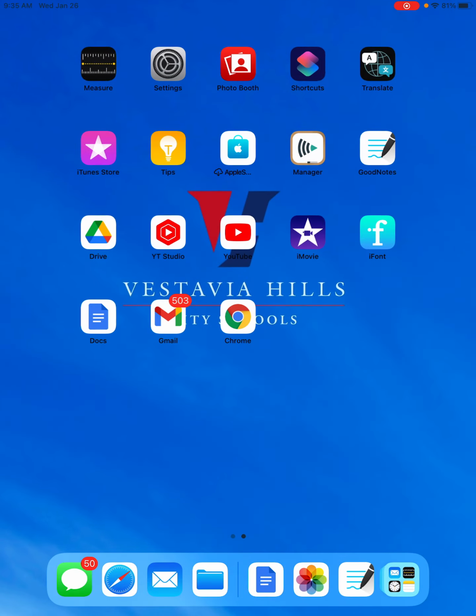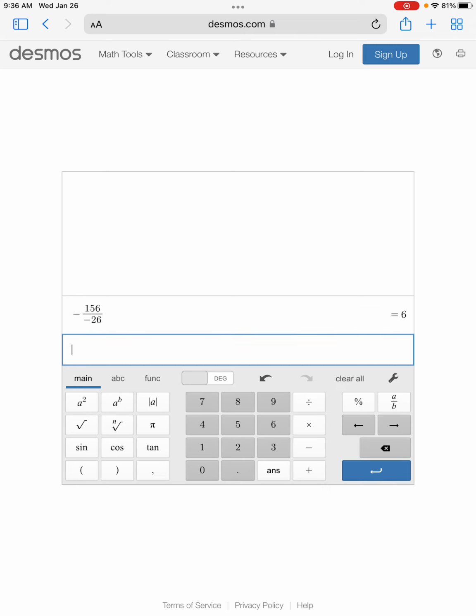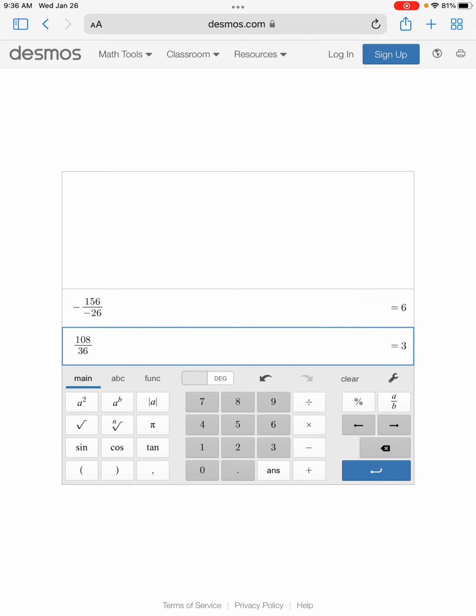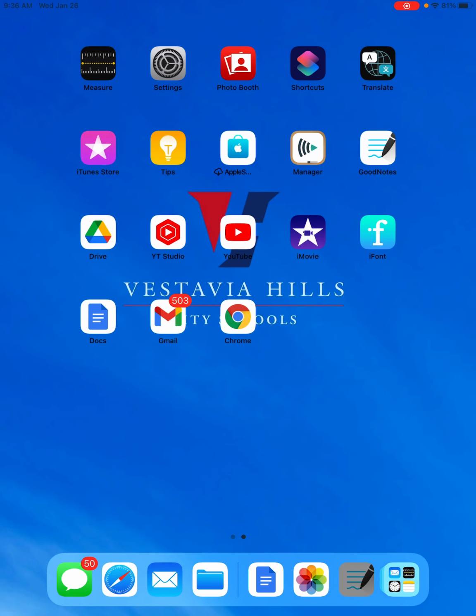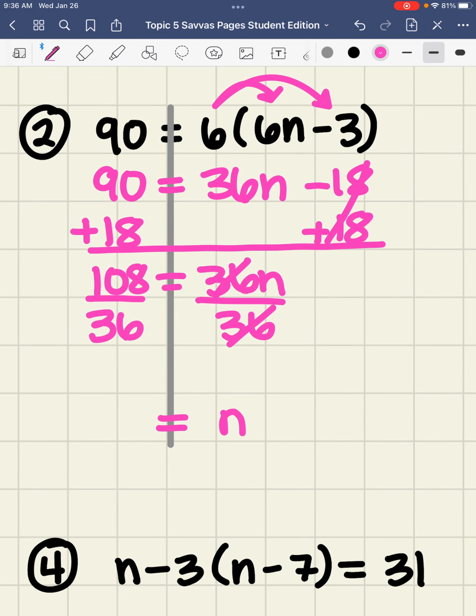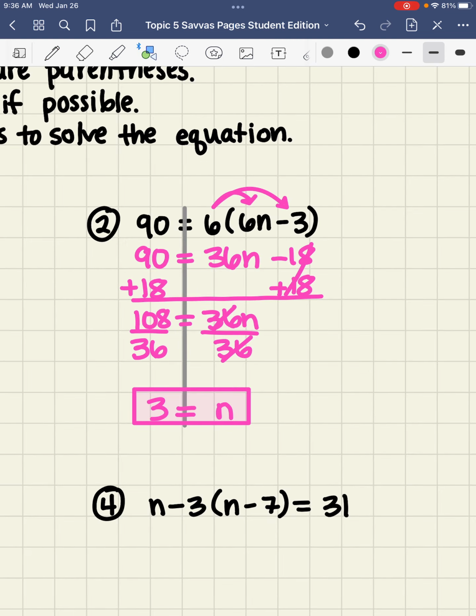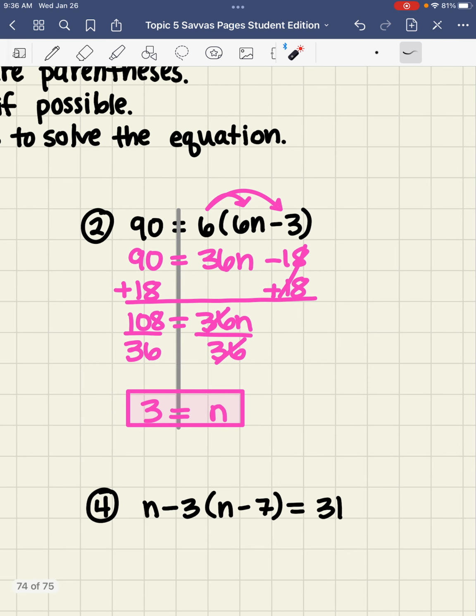I don't know that off the top of my head, so let's put that into my calculator. So 108 divided by 36, I get 3. So 3 equals n is my answer. Now, there is another way that I could do problems like this. So if I just have distributive property, there's a shortcut. So I'm going to show you that shortcut.